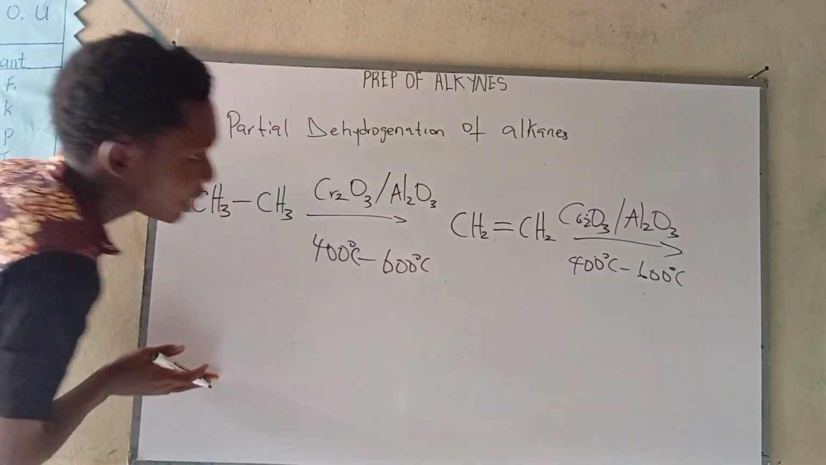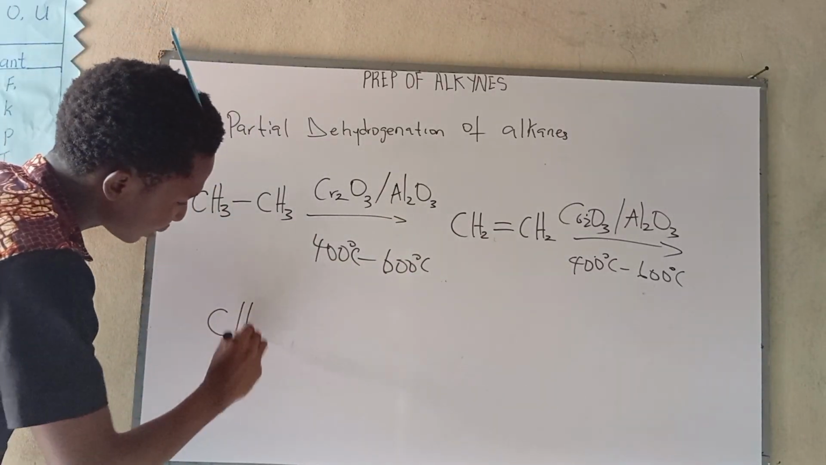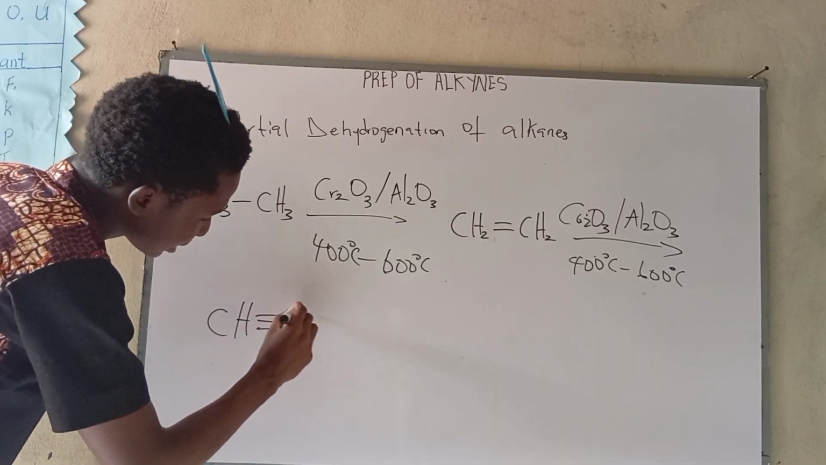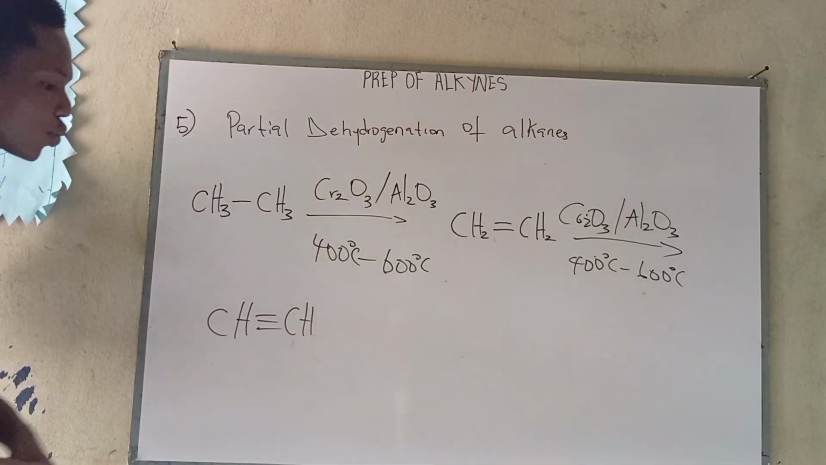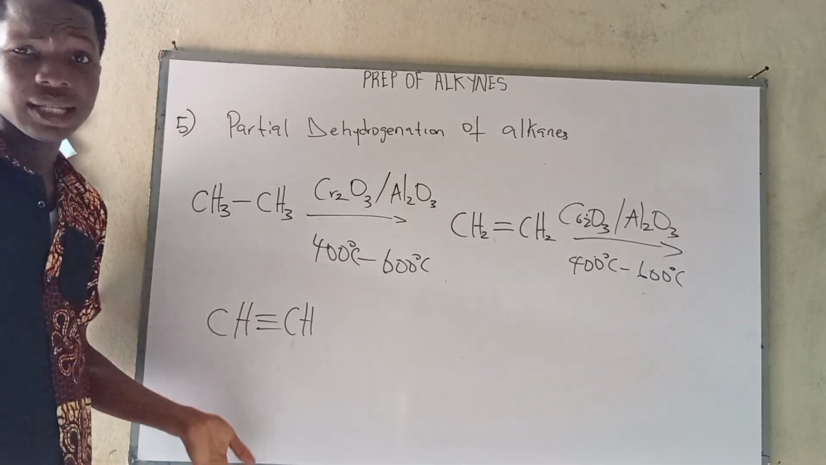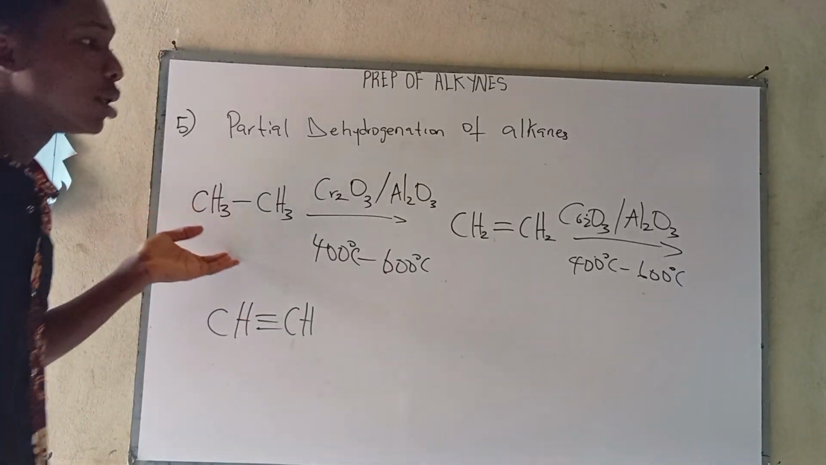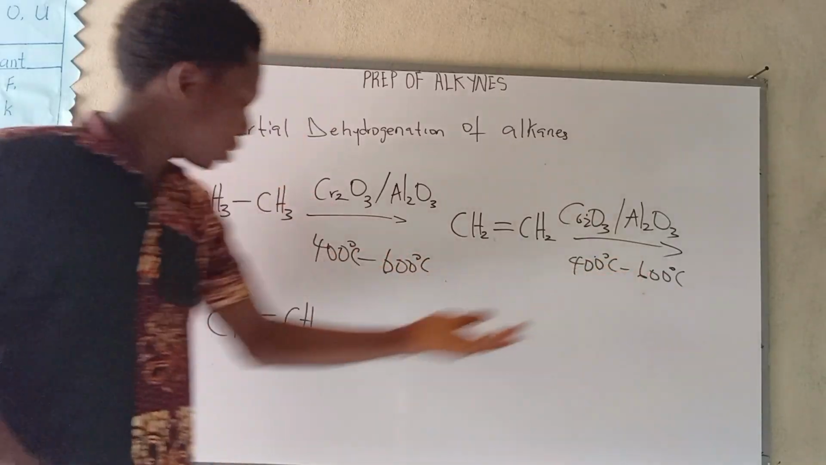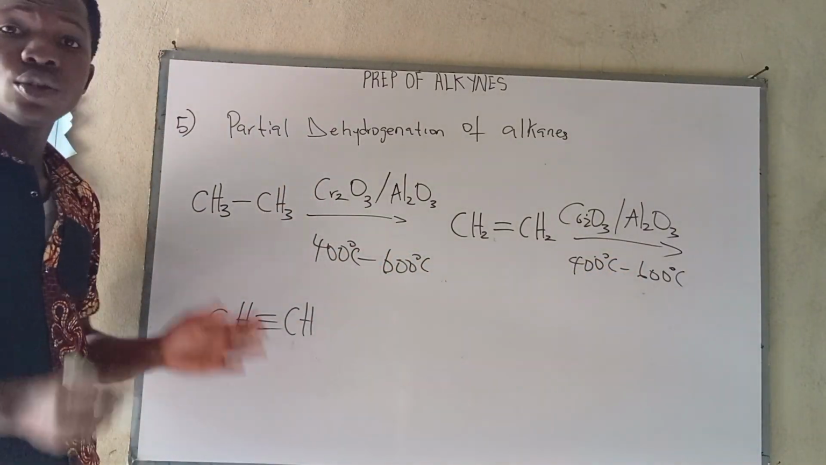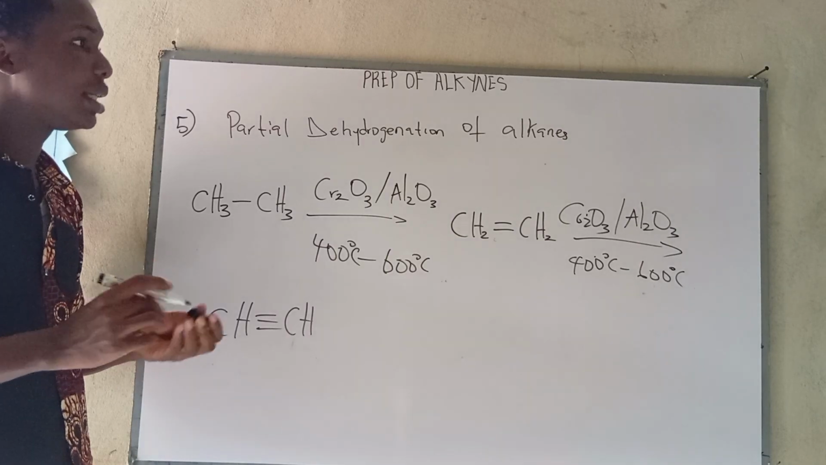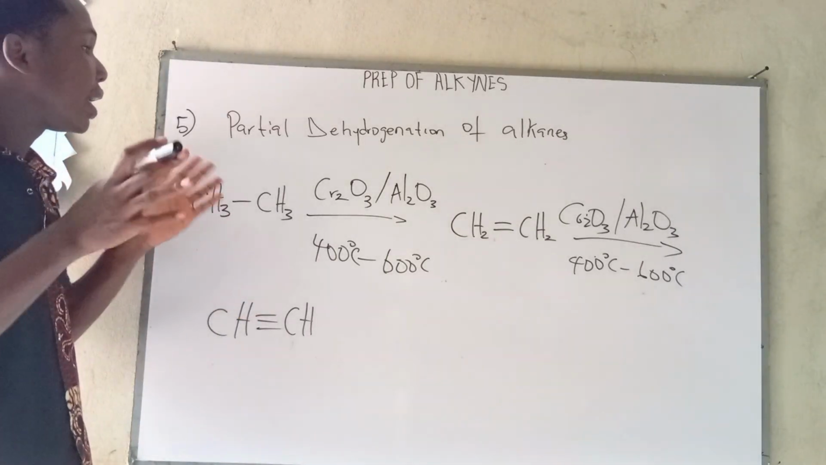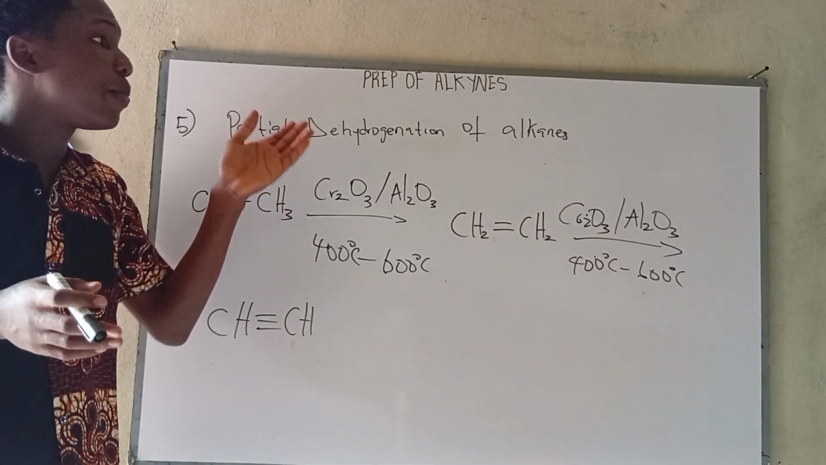Okay, so let me write it down here. We're actually going to get our alkyne. And which alkyne is this? This alkyne is what is called ethyne. So from ethane to ethene, from ethene to what? Ethyne. Do we understand? This method is the most industrial method used in preparing ethyne.